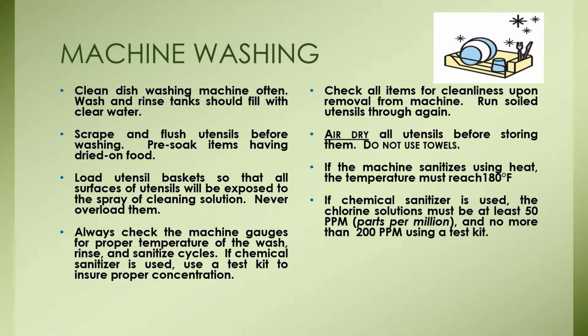If chemical sanitizer is used, use a test kit to ensure proper concentration. Check all items for cleanliness upon removal from machine. Run soiled utensils through the machine again. Air dry all utensils before storing them. Do not use towels. If the machine sanitizes using heat, the temperature must reach 180 degrees Fahrenheit. If chemical sanitizer is used, the chlorine solutions must be at least 50 parts per million and no more than 200 parts per million using a test kit.